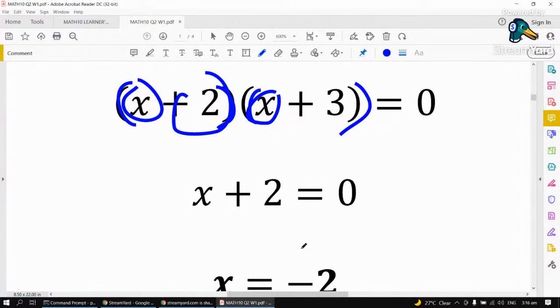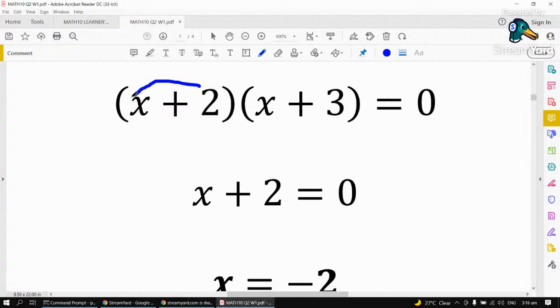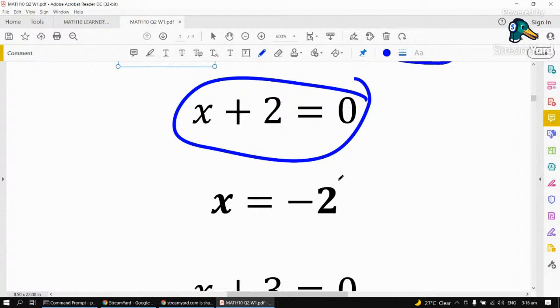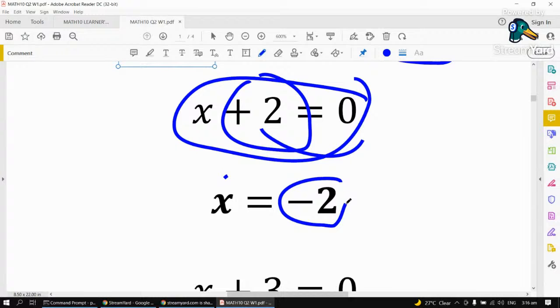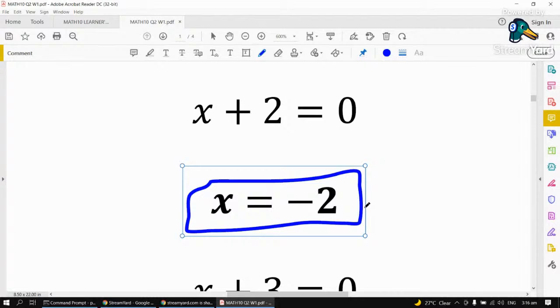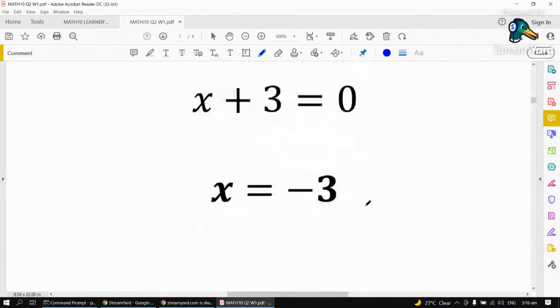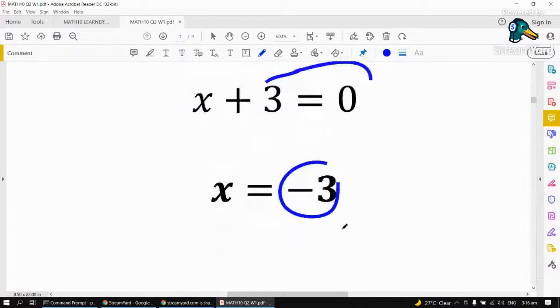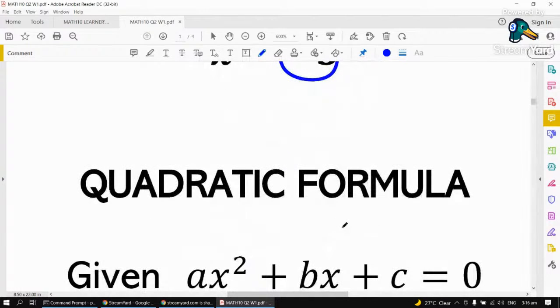Okay, so natin itong x plus 2, i-equate natin sa 0. So x, pag tinranspose natin ang positive 2 sa kabila, magiging negative 2. Ang unang x natin is x is equal to negative 2. And then, lilipat natin ito sa kabila, magiging negative 3.